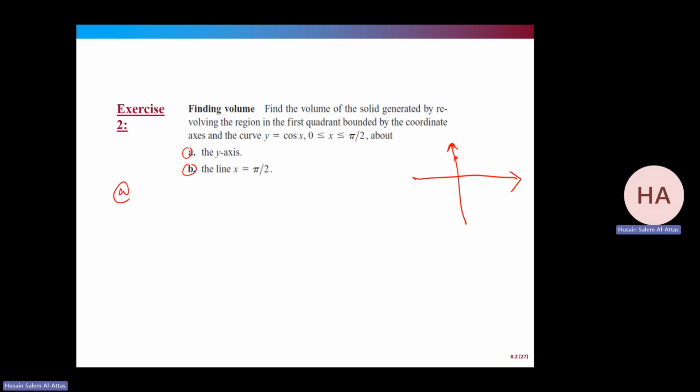Okay. This will be cosine, from 0 to pi over 2. Okay, about the y-axis. This is my axis of revolution. So I can use the shell method. Okay. That will be my line. So I have h of x is cosine x, and p of x will be x. So what is the volume? It will be 2 pi integral from 0 to pi over 2.